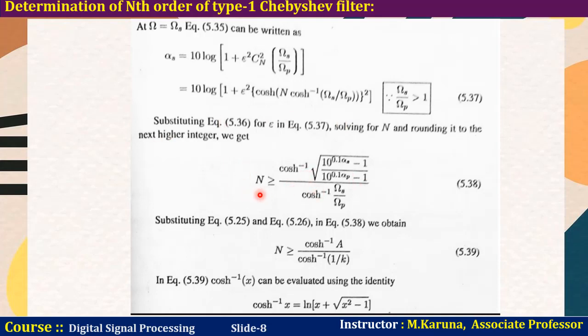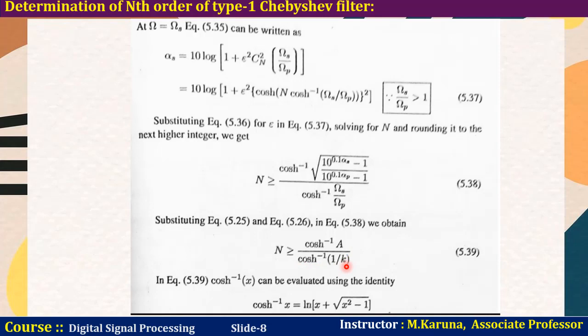Okay, so we got the order of the equation n greater than or equal to cosh inverse root over (10^(0.1 alpha s) minus 1) by (10^(0.1 alpha p) minus 1), divided by cosh inverse omega s by omega p. From this equation you can assign these values to the parameters a and k. Already we have seen in last videos, in case of design of Butterworth low pass filter, we got the equation for nth order of the type 1 Chebyshev filter: n greater than or equal to cosh inverse a by cosh inverse 1 by k.